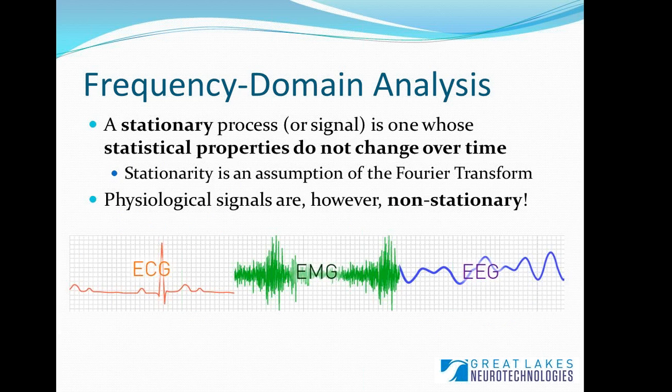However, something to keep in mind is that the Fourier transform assumes that the signal's stationary. That is, the properties of it are not changing over time. Unfortunately, physiological signals are, of course, never stationary. ECG, heart rate, changes over time. Muscle activity is constantly changing. EEG brain waves, they're all changing over time. So it often doesn't make sense just to look at the entire signal assuming it's all the same.